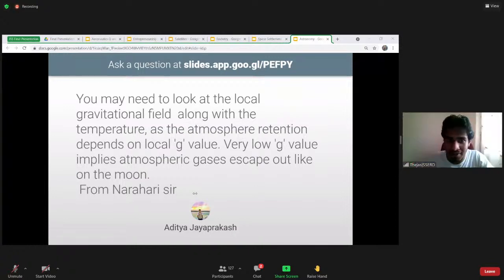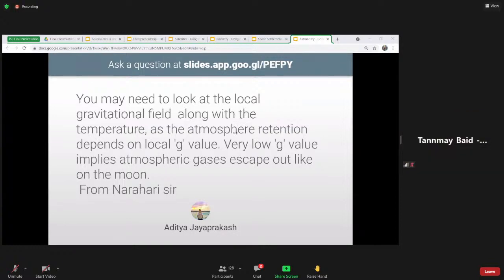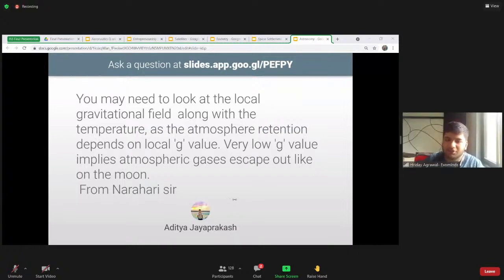Team, would anyone like to address this? Yes. Okay. You may need to look at that. So we would surely look after this. Again, we were looking for liquid water in the first case. Now, our second step would be to look at gravity and many atmospheric things. So we'll surely look after this, sir. Thank you so much for your suggestion.